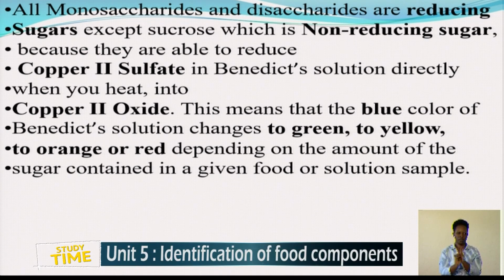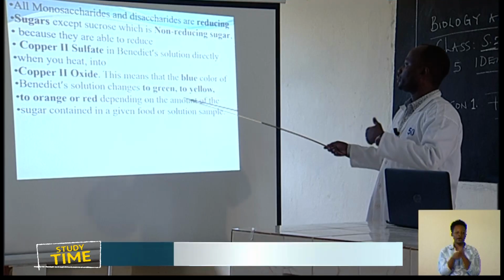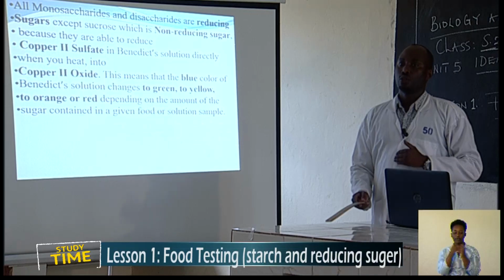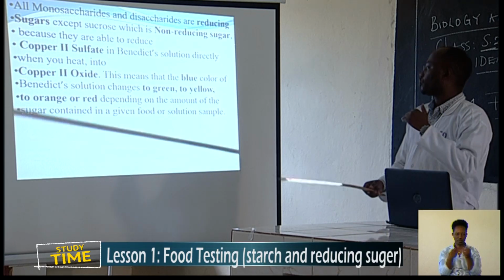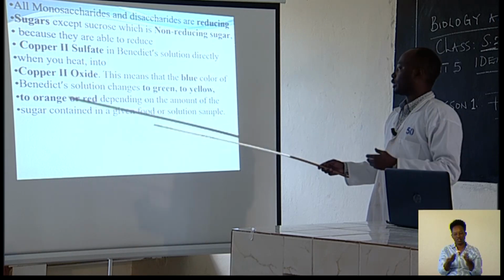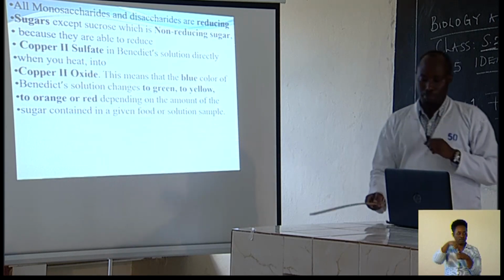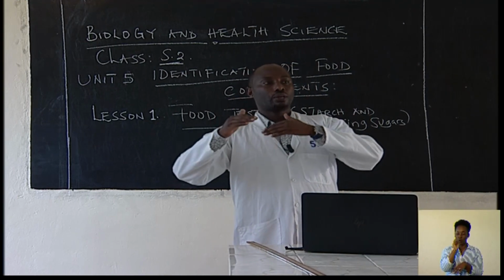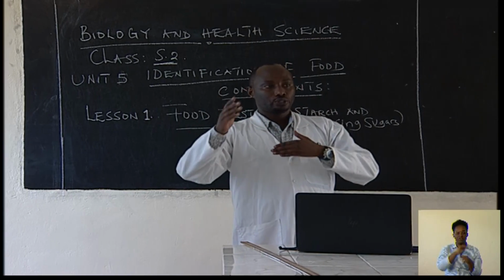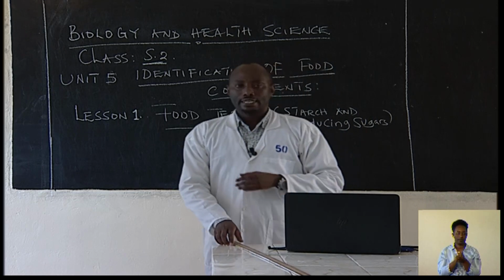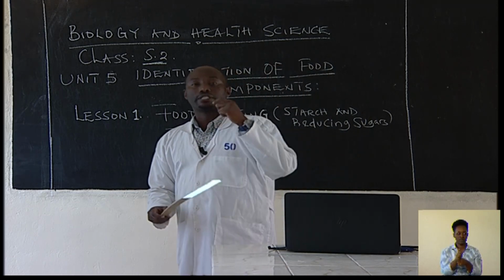So changing the color from blue to green, to yellow, to orange or red also depends on the amount of glucose or sugar that is present in the food sample. When the amount of glucose or sugar is very high, that makes the change from one color to another. Good. Now, the question is, what is food testing?